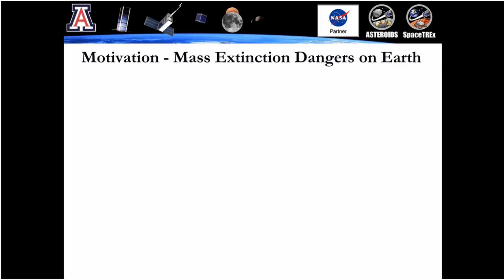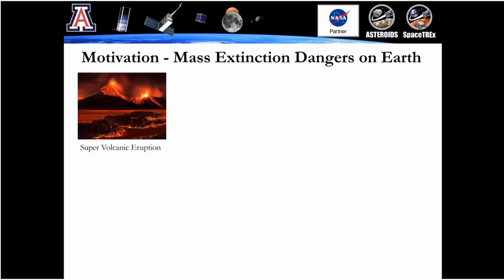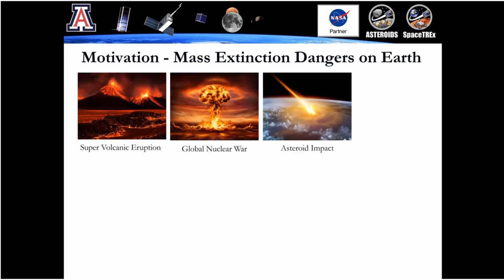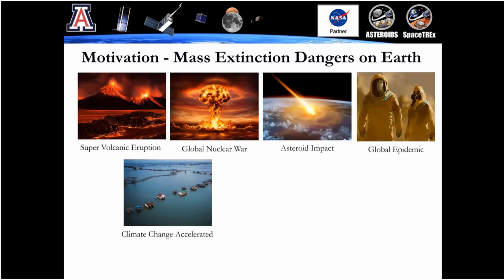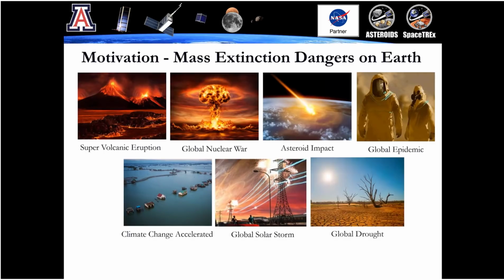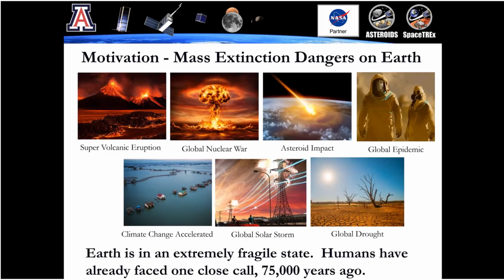The other factor is that there's just mass extinction going on in the last decades. And there are many important threats to note, including supervolcanic eruptions, global nuclear war, asteroid impact, global epidemics, accelerated climate change, global solar storms, and global droughts. Earth, as you can see here, is in a fragile state, and humans have already faced one close call nearly 75,000 years ago, and that was a supervolcanic eruption.